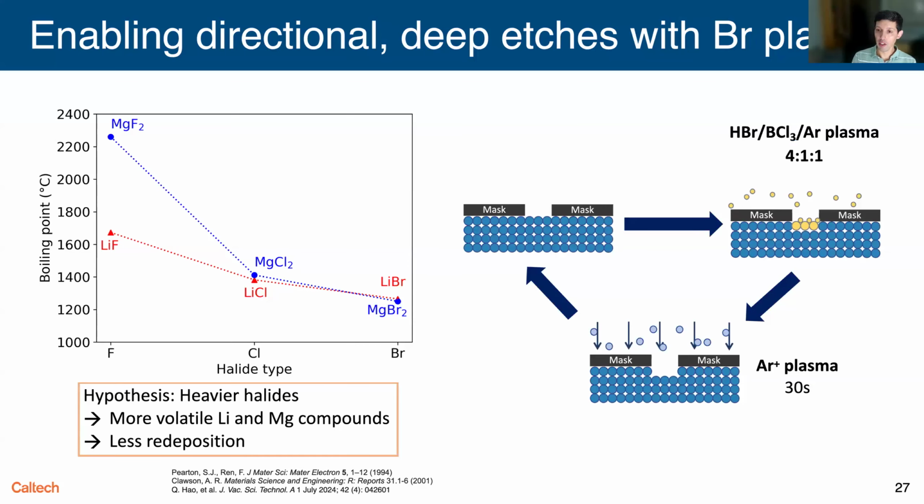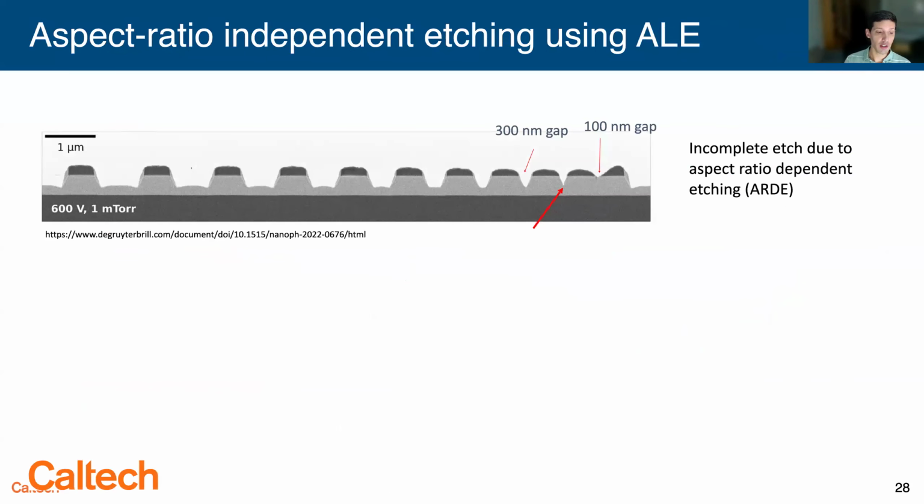In addition, we changed the process so that there's a directional argon plasma step as the removal, which is at the bottom right of the slide there. So with that, we have a proposed new process, which is HBr BCl3 argon plasma, and then that's a modification, and then the argon plus ion step is the removal. There's a lot of characterization that we did that I don't have time to fully go into, and it's all available in the paper if you're interested.